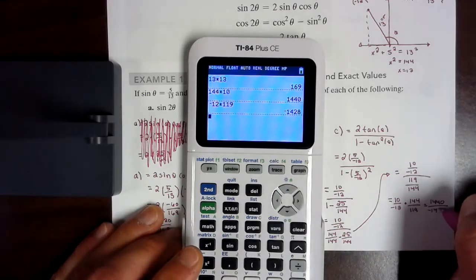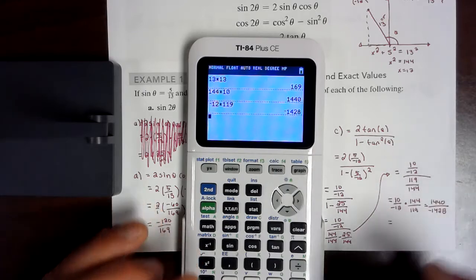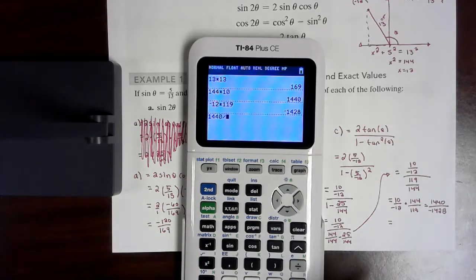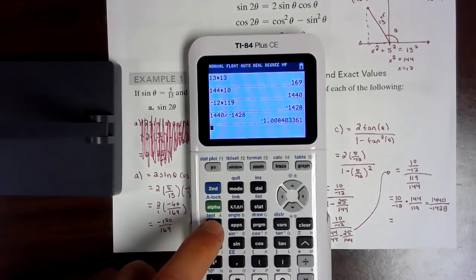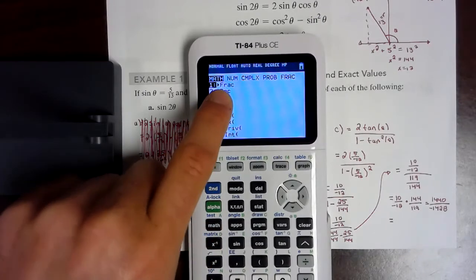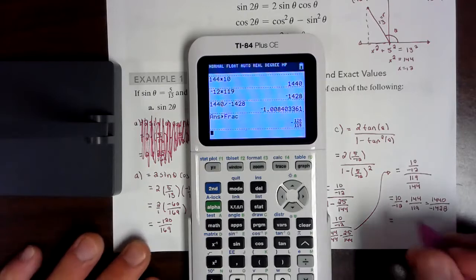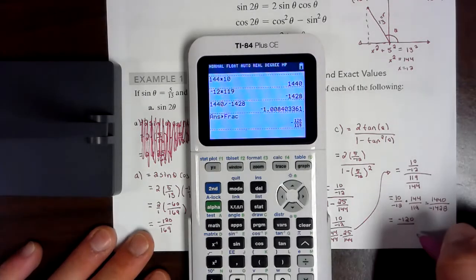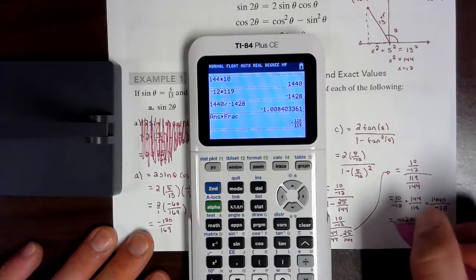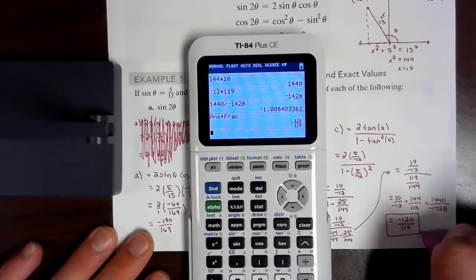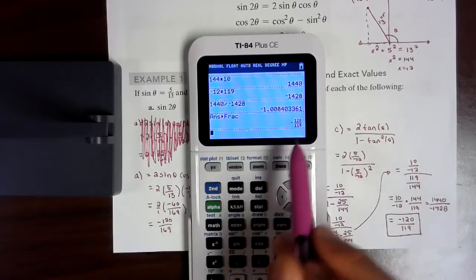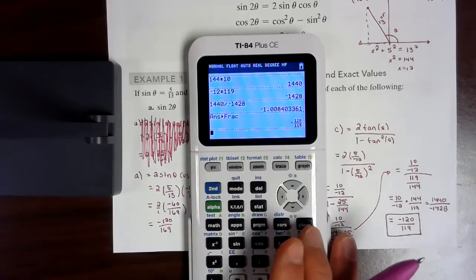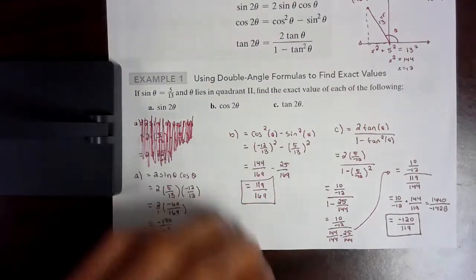So negative 1428. So that's a big fraction. So in my calculator, I'm going to go 1440 divided by negative 1428. Gives me some decimal. In order to convert that decimal, I'm going to hit this math button underneath alpha, which brings up a whole list. The first option is just frac, meaning take that decimal and convert it to a fraction. And it reduced it down for us, giving us negative 120 over 119. And that's the answer that Math Excel likely wants, unless it wants it in a decimal form. Most calculators will have some way of converting a decimal to a fraction. So if you're using a calculator different than mine, there should be a way to do that.